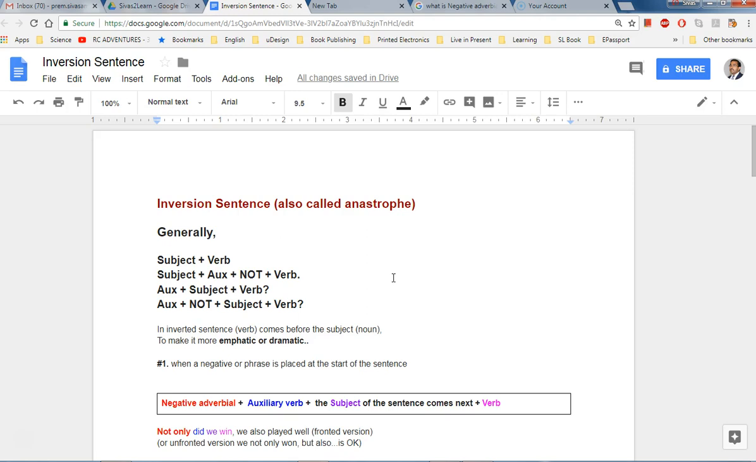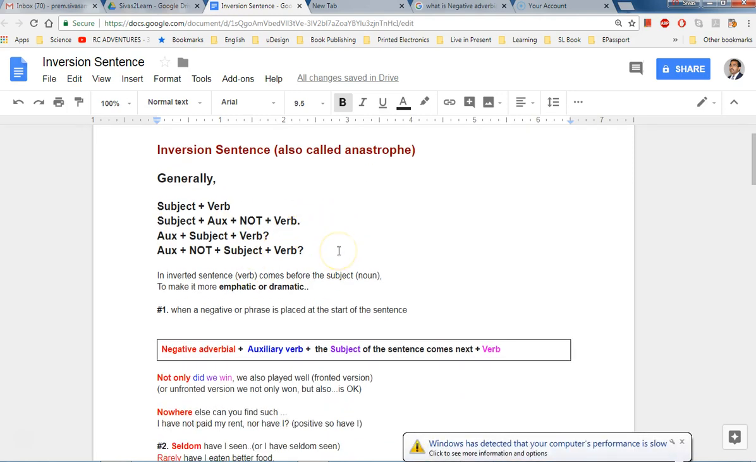Today we are going to look into inversion sentences. So we have seen 4 different types of sentences. They take the formations of subject, verb and auxiliary, in an interrogative and a negative form, right? 4 different types that we already looked into. Sometimes we don't use the general form. Instead we use inversion sentences to make them more emphatic and dramatic, right?